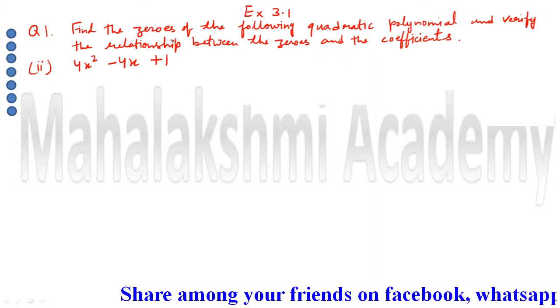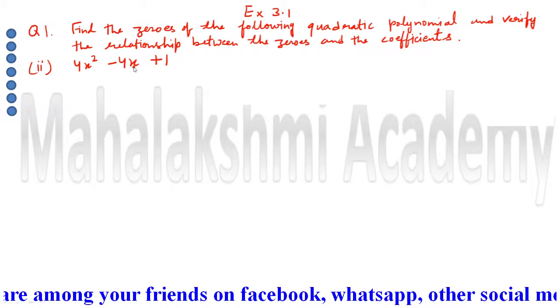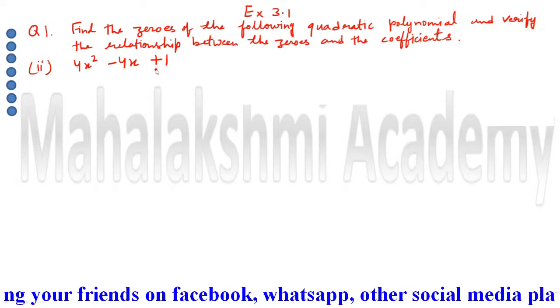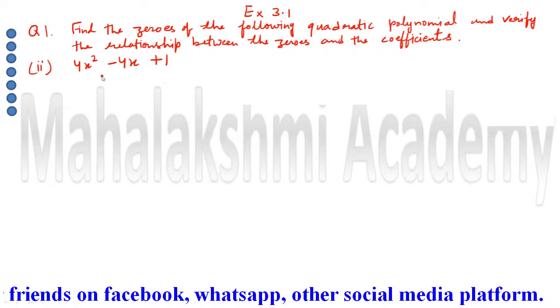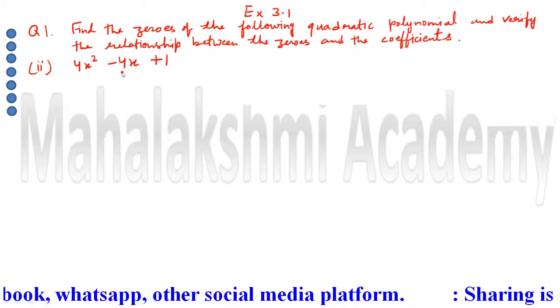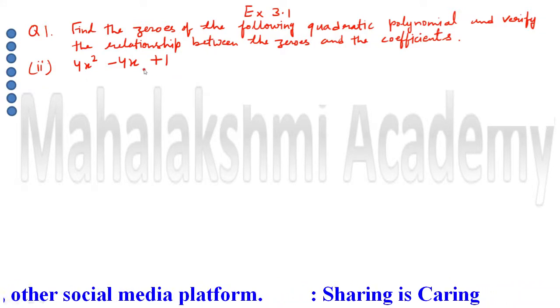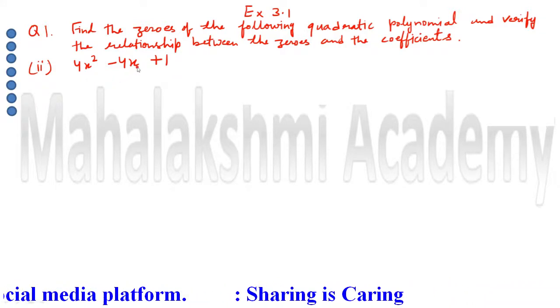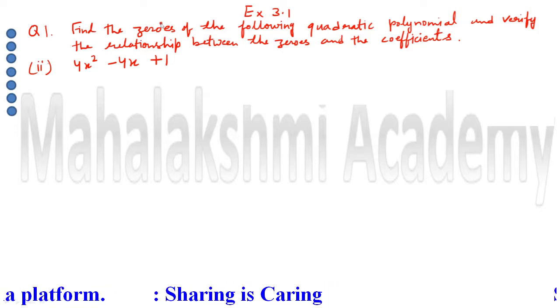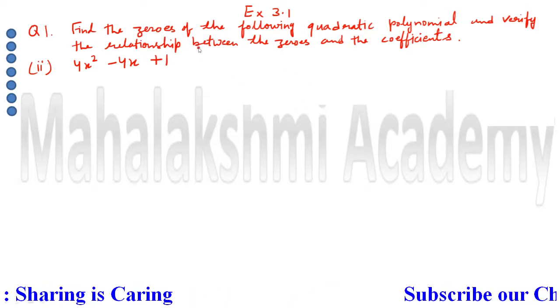Zeros means the values of x by which we are going to get the polynomial as 0. So we have to find all the values of x which, when we substitute them in the polynomial, make it 0. Such values are named as zeros of the polynomial. First we are going to find the zeros, then we are going to establish the relationship between zeros and coefficients.